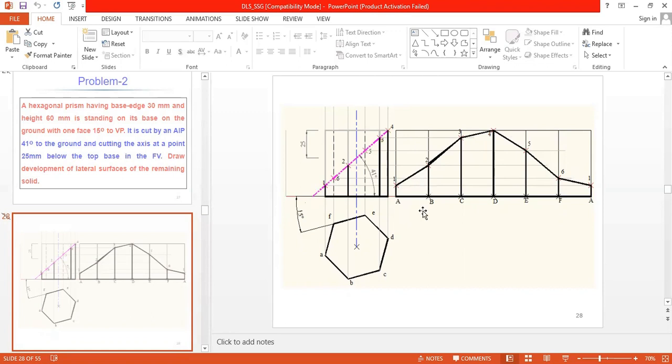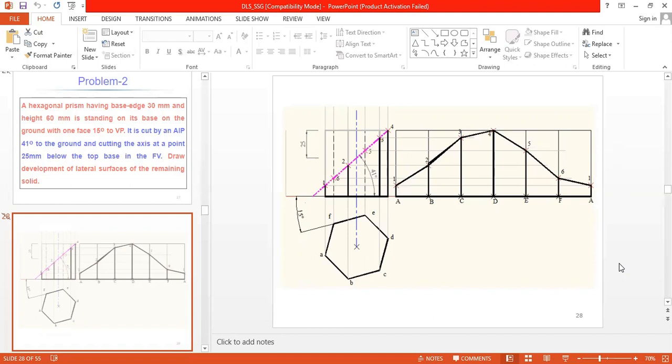Now the development changes again. In the earlier lecture we saw that if the starting point is changed, now the starting point is A, and if we change the starting point to B, the shape of the development of this truncated solid is changed. Then if the starting point is changed to C, again the shape of the development is changed.